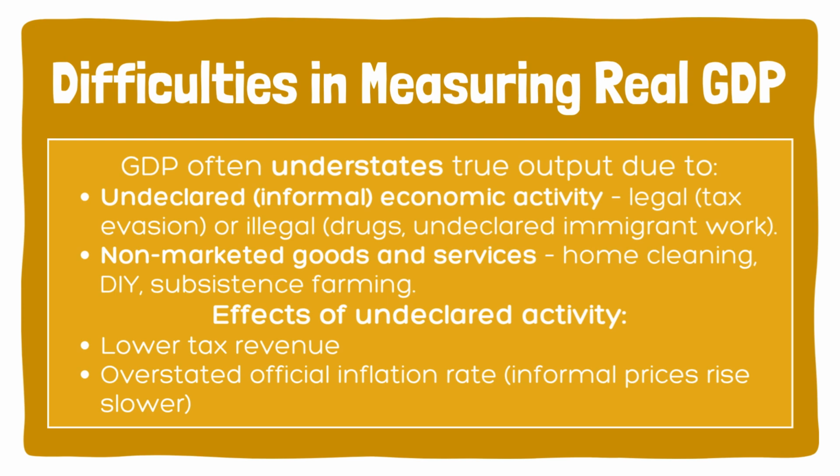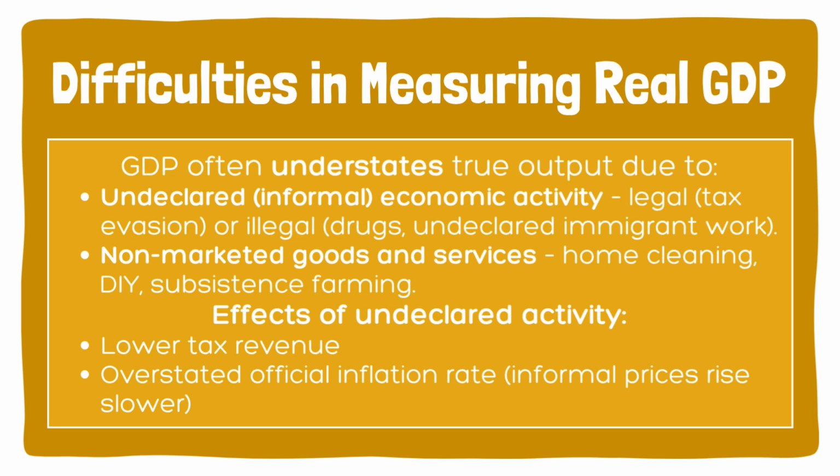This happens because of unrecorded economic activity and non-marketed goods and services. Some economic activities are not recorded because businesses operate on a small scale or choose not to register to avoid taxes or regulations. Other activities may be illegal, such as drug dealing or work done by people without official permission. Even legal work may go unreported if individuals want to avoid paying taxes.